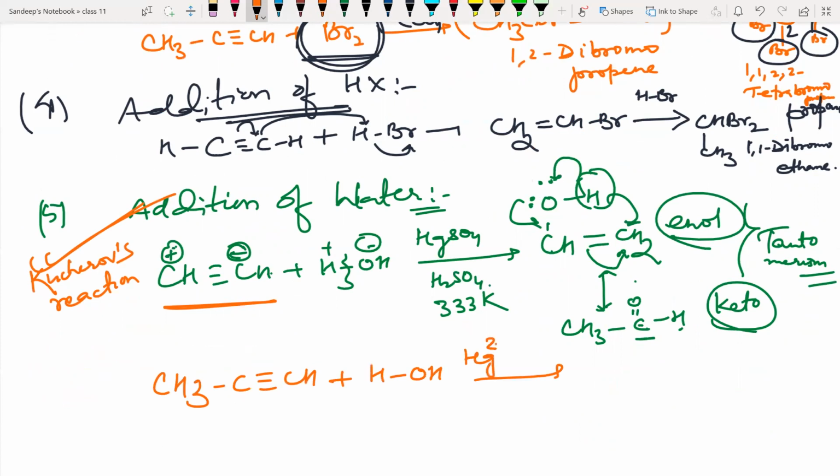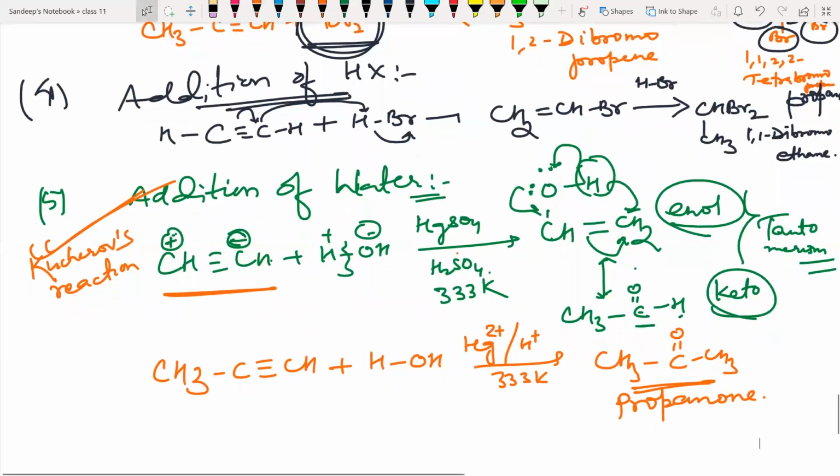You can write Hg2 plus also, H plus at 333. So Hg2 plus means HgSO4, H plus means H2SO4. So it will form a ketone. By the same tautomerism way, the final product I have written is propanone.